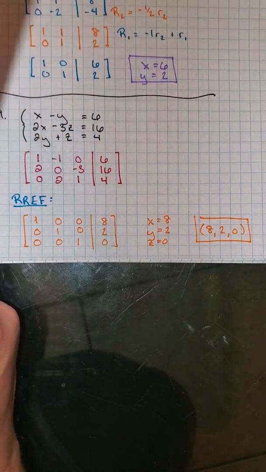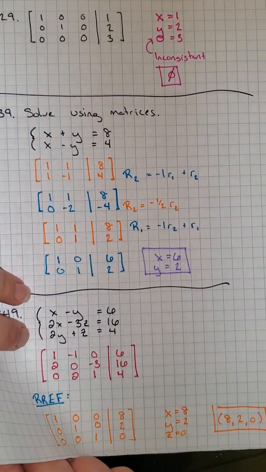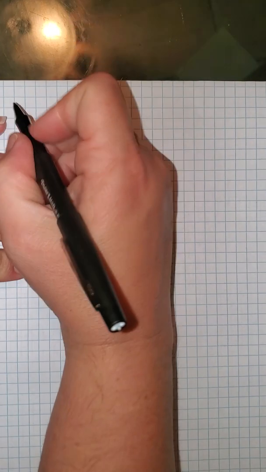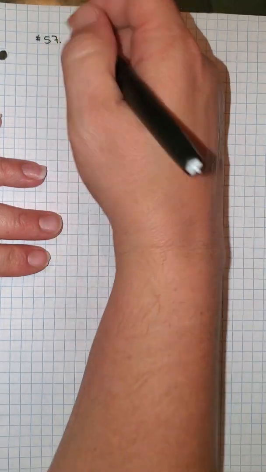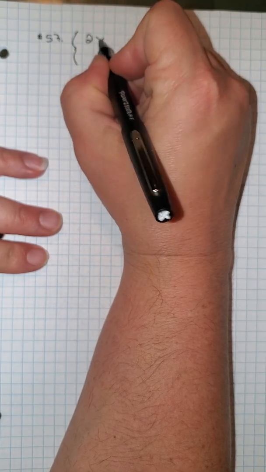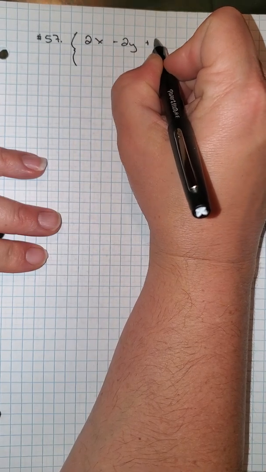Alright, now I'm going to do one more, and that'll be the end of 11.2. This one just has a kind of different ending. Alright, number 57. It starts off very similar. We have 2x minus 2y plus 3z equals 6.